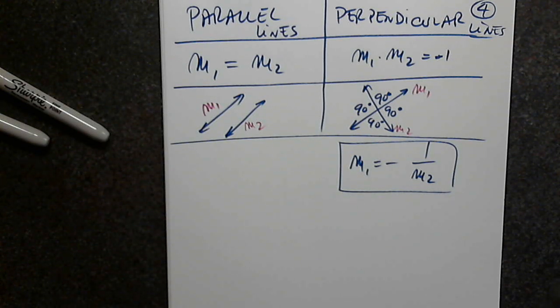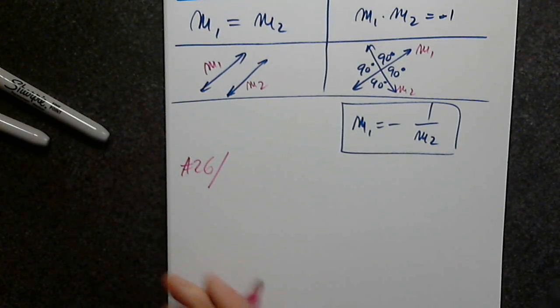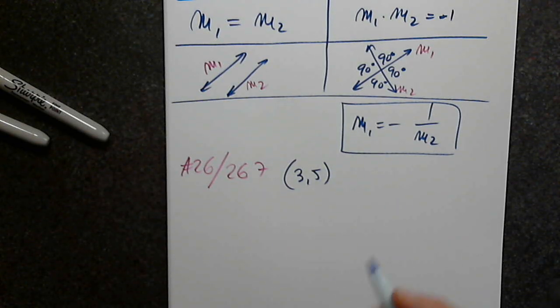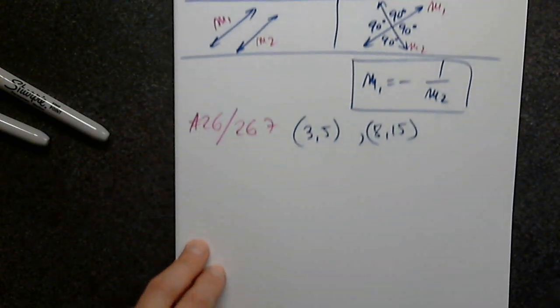Okay, we're ready now to look at different problems. Let's start with 26. That's the entire theory behind these two sections. There is nothing else. 26 on page 267. But we need to practice everything. We're asked to find the equation of the line passing through the given points.